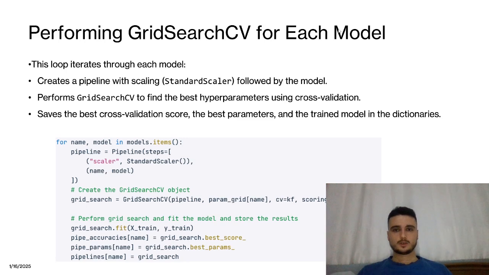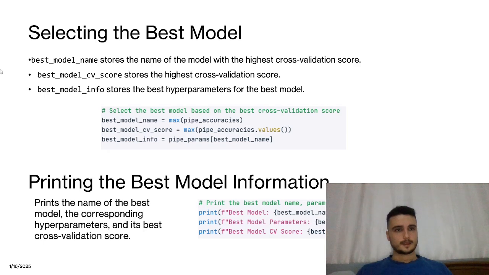Performing grid search CV for each model. This loop iterates through each model, creates a pipeline with scaling, StandardScaler, followed by the model, performs grid search CV to find the best hyperparameters using cross-validation, and saves the best cross-validation score, the best parameters, and the trained models in the dictionaries.